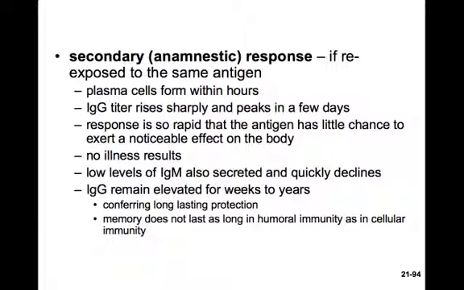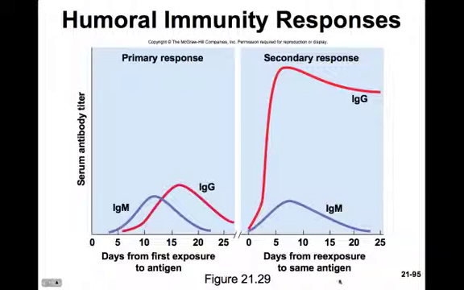However, the memory doesn't last nearly as long in humoral immunity as it does in cellular immunity. Here you can see the difference in the number of days from the first exposure to production of the antigens in primary response and in secondary response. We can see here, because there's some memory, almost instantly we'll see that secondary response, and antibodies are launched to attack the invading antigen.